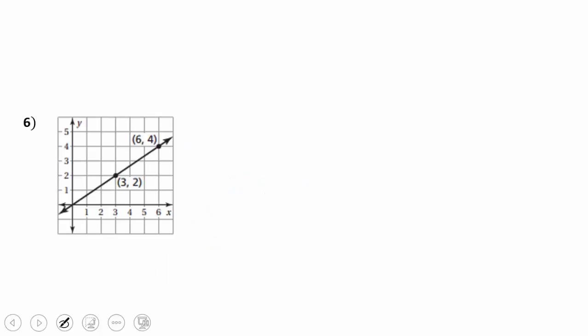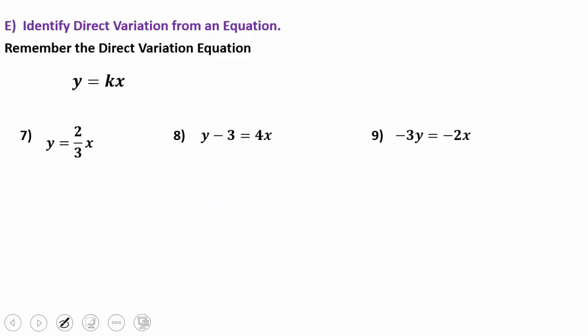The next one does, though, pass through the origin, and it has slope. So it does have k. It does pass through the origin. And so, yes, this is a direct variation equation. Slope, formula, graph. Let's just go on down the line. Next, what if we look at an equation and say, hey, does this equation show proportionality? Does it show direct variation? Because I can write it in the direct variation equation where y equals kx.